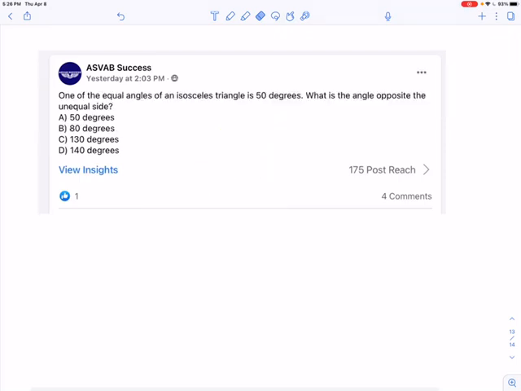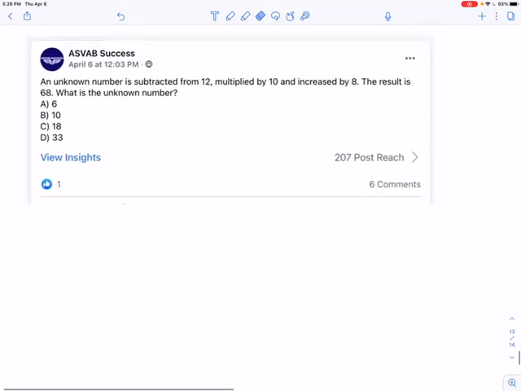All right, let's keep going. Okay, next question. An unknown number is subtracted from 12, multiplied by 10, and increased by 8. The result is 68. What is the unknown number?